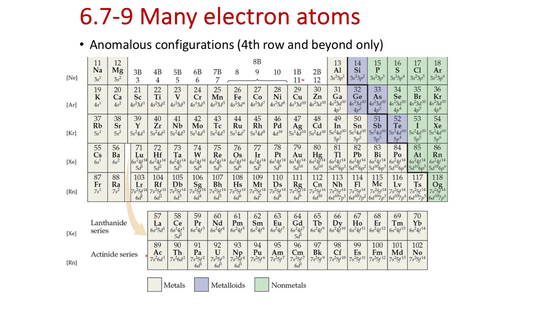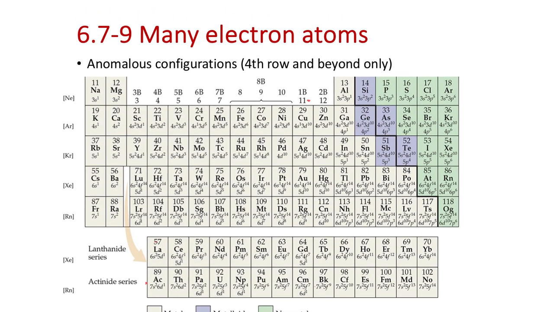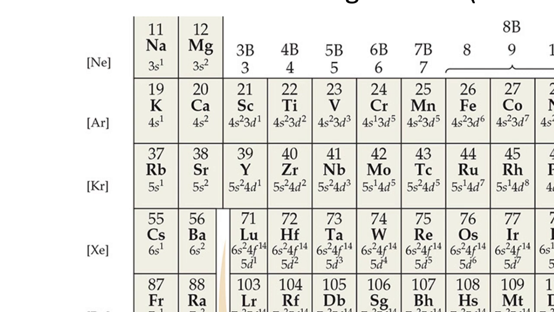Okay, and so then getting into the anomalous configurations. So anomalous configurations are the configurations that are different than what we expect. Let's make sure that we see a lot of configurations are exactly the way we expect. And so our 3s1, 3s2, 4s1, 4s2, 5s1, 5s2, these are exactly as we would expect. So no anomalies in our s block.